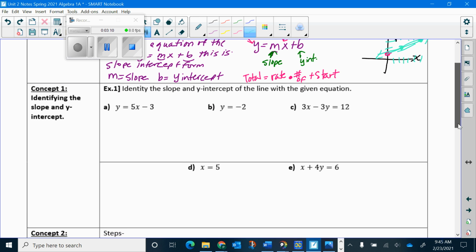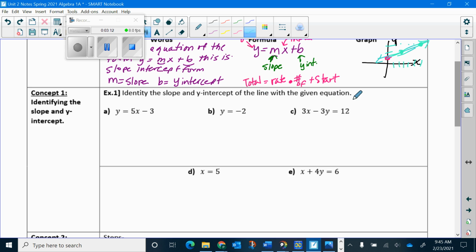So now we're going to look at identifying the slope and the y-intercept of a line given an equation. If I give the equation, the first thing I would suggest you do is make sure it's in slope-intercept form, y equals mx plus b, because then we can just look at the number in front of the x, or the coefficient of the x, and then the constant. So here the coefficient of x is 5, so my slope is 5, or you could write it as 5 over 1. And then my y-intercept is -3, or you could write it as (0, -3).